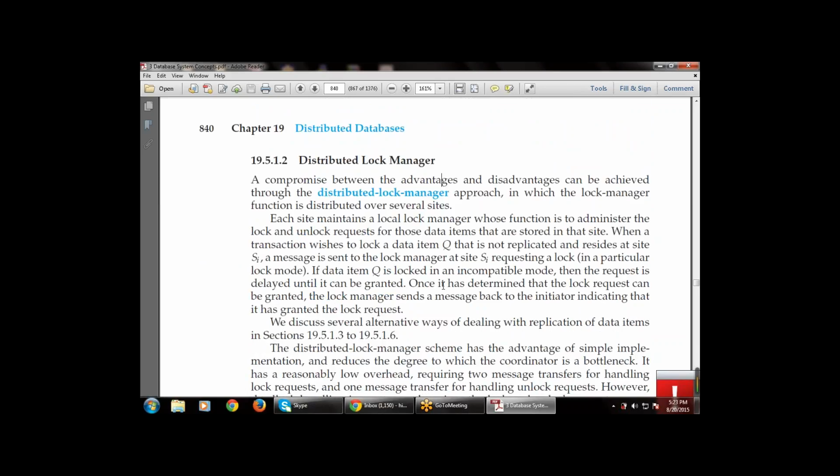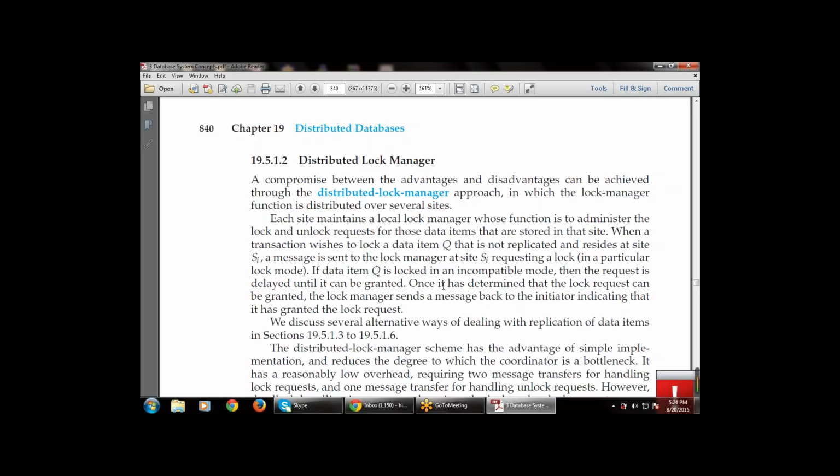The next is the distributed lock manager. A compromise between the advantages and disadvantages can be achieved through the distributed lock manager approach, in which the lock manager function is distributed over several sites. Each site maintains a local lock manager whose function is to administer the lock and unlock requests for those data items that are stored in that site.